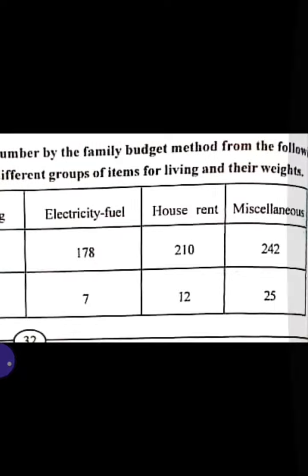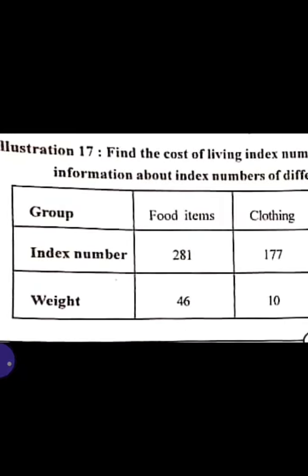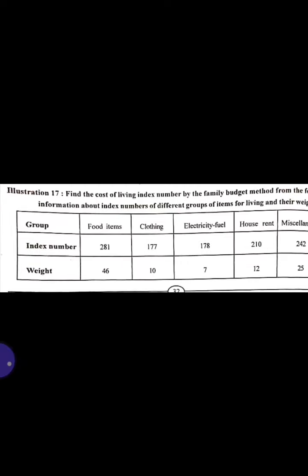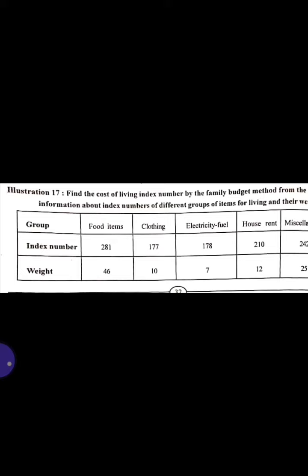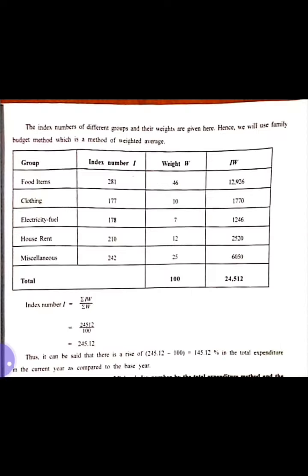Again, the index number is our I, and the weight is our W. So they have told us to find out the cost of living index number by the family budget method. Children, when the family budget method is mentioned, you are going to use sigma IW upon sigma W. That's how you find the index number by the family budget method.